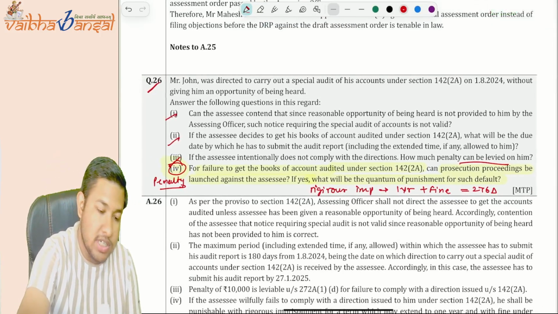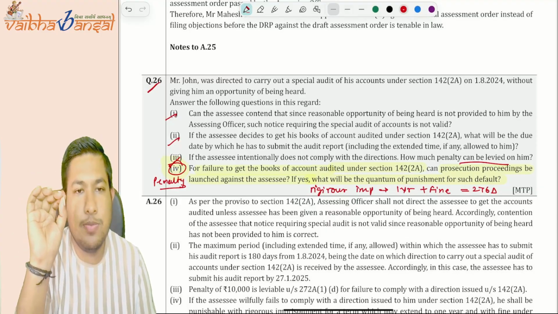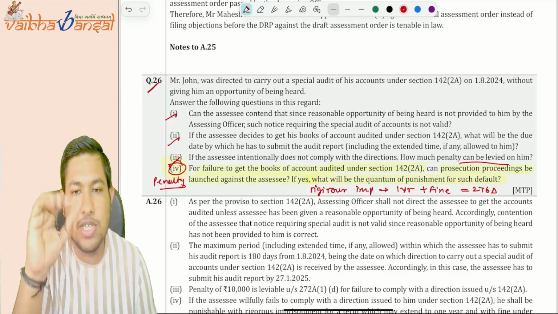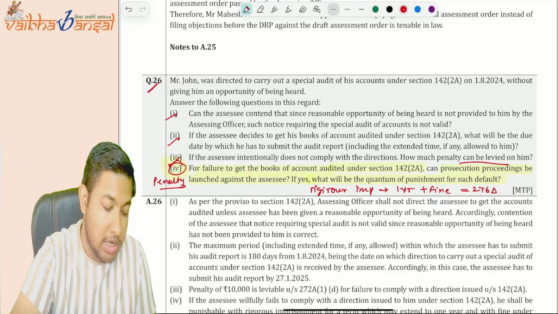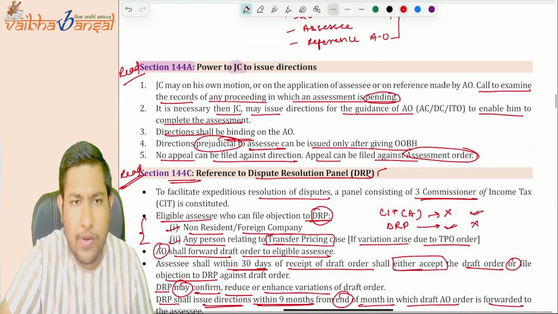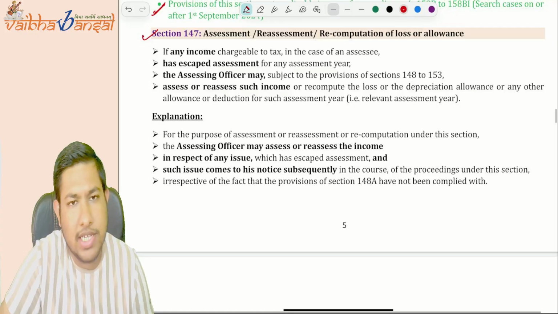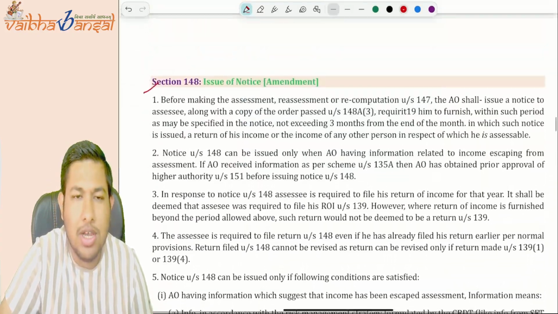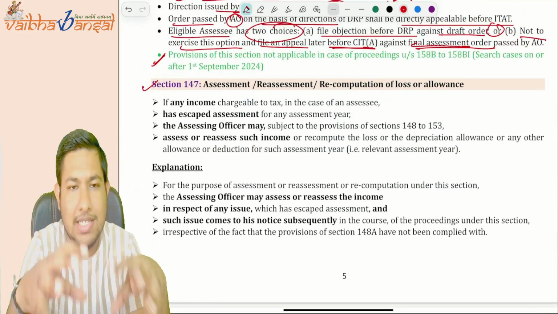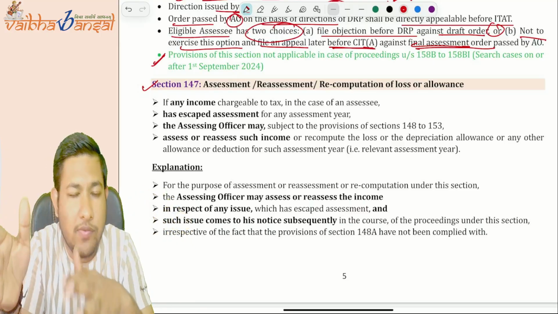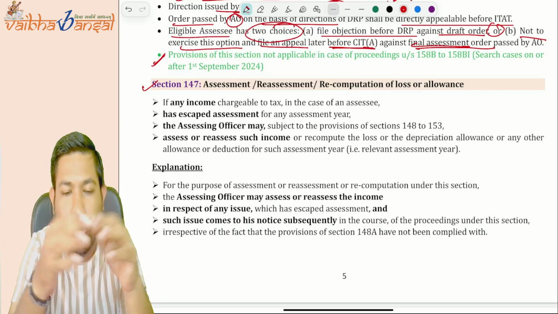See, in this particular chapter, what I have said to you earlier as well, this chapter is based on the concept. If you understood the concept, then it's very good and you'll be able to solve all the questions. So in this, we have completed 144A, 144C. Now, tomorrow onwards, we shall be starting with section 147, 148. I don't want to start section 147 as of now because it has a linking with 148, 148A, 149. Every section is going to link.